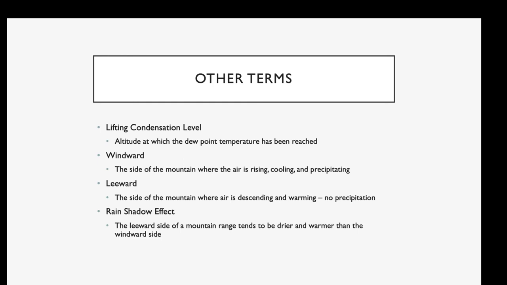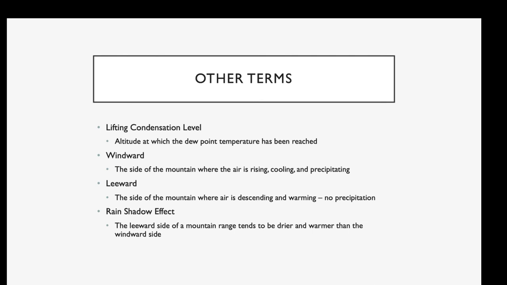There are a few other terms to note when discussing adiabatic processes. First is the lifting condensation level, which is also known as the LCL. This is the altitude at which the dew point temperature has been reached. This marks the start of precipitation where 100% relative humidity is reached.